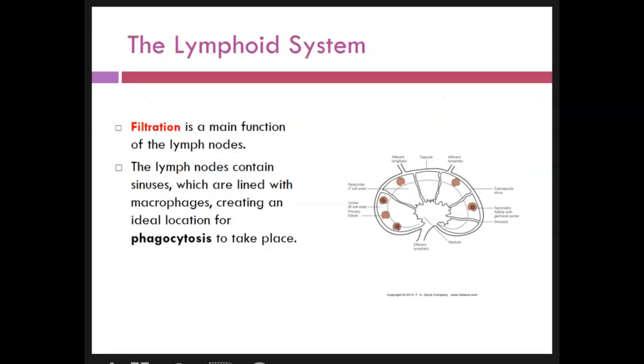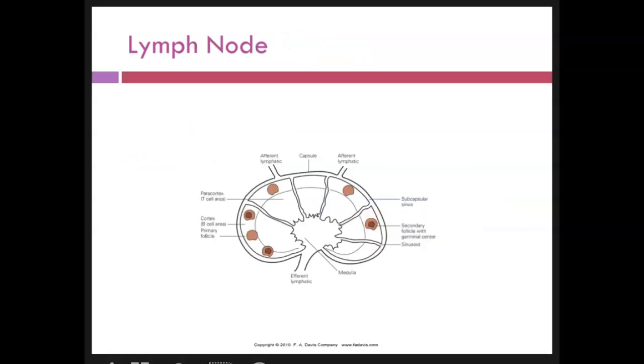The main function of the lymph nodes is filtration. The lymph nodes contain sinuses, which are lined with macrophages, and that creates an ideal location for phagocytosis to take place. And you should note that when patients have a mastectomy, usually they remove lymph nodes too. So that's why when we are drawing blood, we need to avoid the arm that's closest to the mastectomy side, because they don't have as many filters to catch bacteria. So that's why we need to be aware of that.